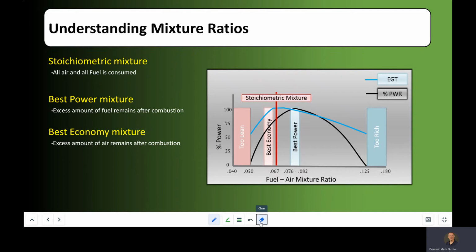A few other things about the performance charts. Cruise performance charts are laid out automatically with best power numbers. Thinking, well, what do we mean by best power? Let's go back to understanding mixture.